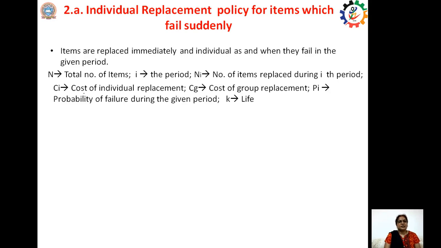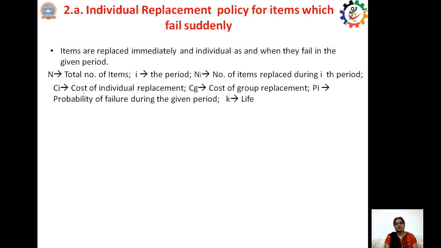CI, once again, C3 means cost of individual replacement. Here I doesn't stand for period, I is for individual replacement, G is for group replacement. So CG is cost of group replacement. These two are different because this is wholesale price. If you are purchasing 1000 bulbs together and if you are purchasing 1 or 2, then the costs differ.